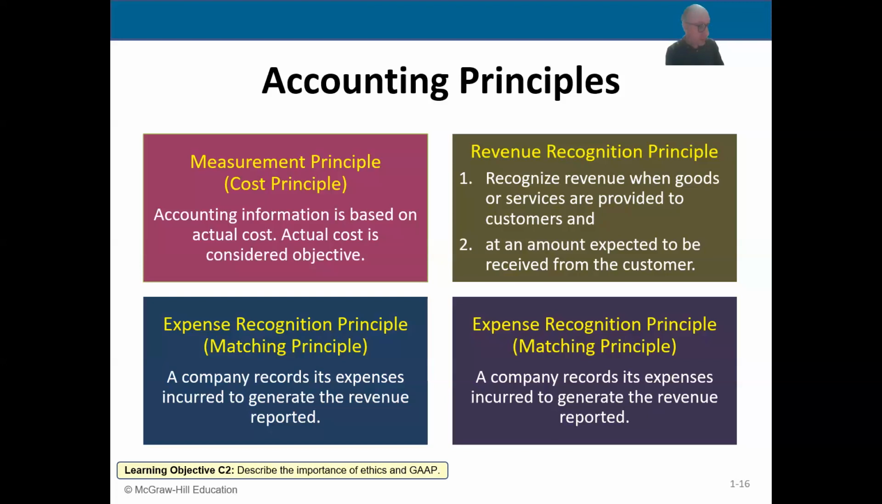When I sold that calculator to Jenny, I incurred some expense. I shipped it to her. So when I ship the calculator, that's a shipping expense. I need to record that as an expense. When I shipped the calculator, I recorded the expense, because that's when I earned the revenue.